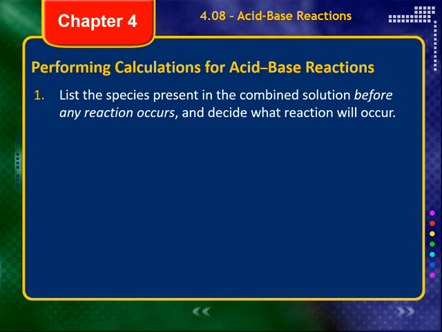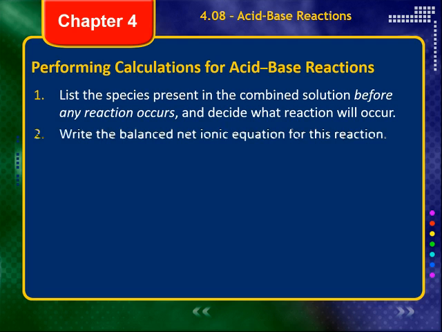So when we go to perform calculations for acid-base reactions, first step, you have to list the species present in the combined solution before any reaction occurs. Okay, you have to have everything present in that reaction before it occurs. Then decide what reaction will occur, meaning how are you going to get some dissociation of protons, dissociation of hydroxide ions. Secondly, write the balanced net ionic equation for this reaction.